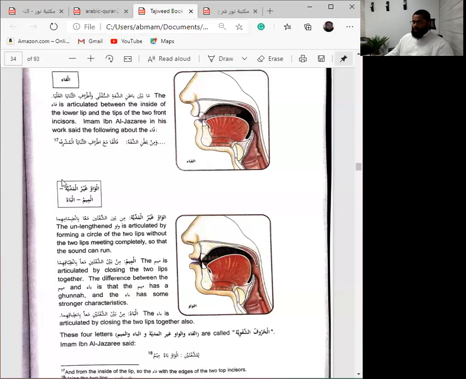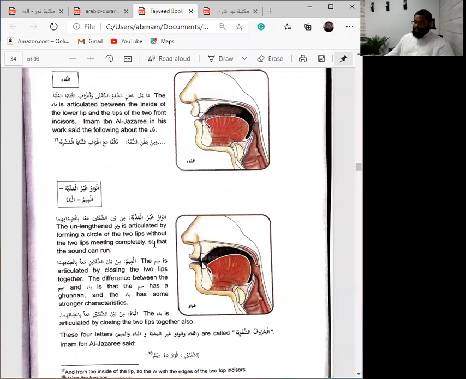So we said that the waw is from al-jawf. So the waw that's referred to here is the waw that has a vowel. And I don't know, I think some of you remember or not, that there are 3 kinds of waw and 3 kinds of ya.